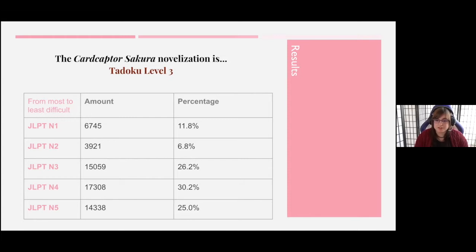The supermajority of all kanji in the Cardcaptor Sakura novels are JLPT level N3 or easier. Furigana are also present in the text, which is the syllabary printed over kanji to make their pronunciation clearer to readers who have not memorized the pronunciation just yet. This is also often referred to as the reading of the kanji as well. Therefore, I assigned this series the Todoku level 3, which is the highest level applicable for a text which features both furigana and a supermajority of JLPT N3 or easier kanji.